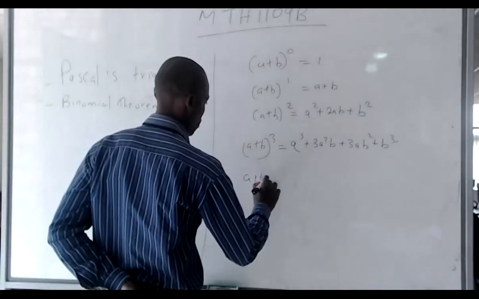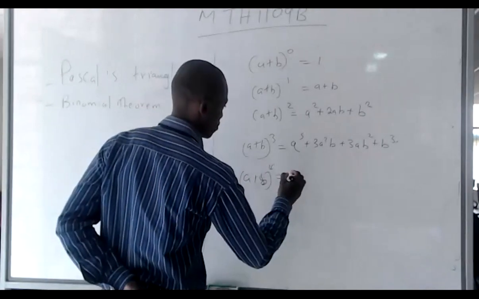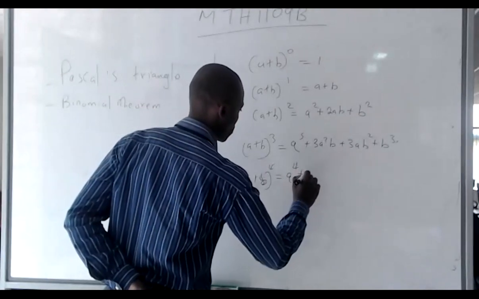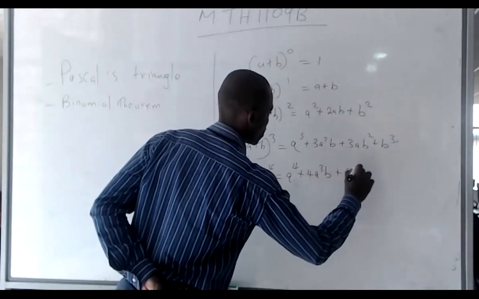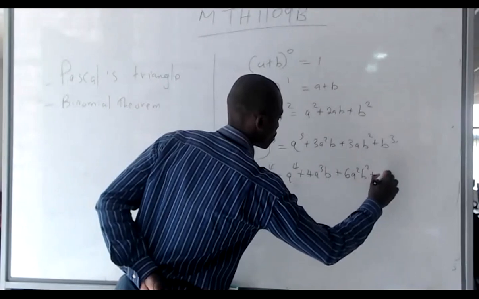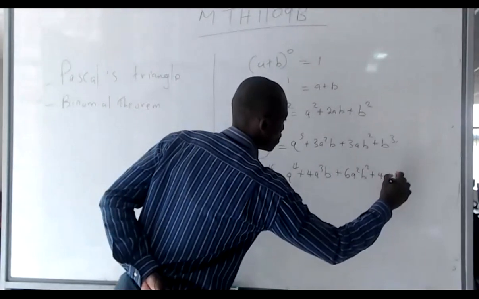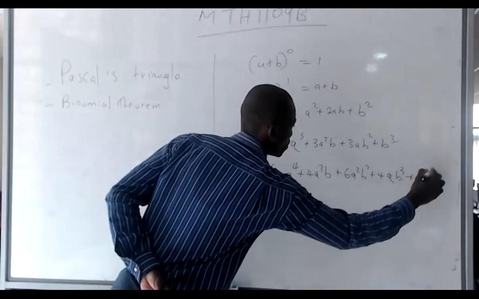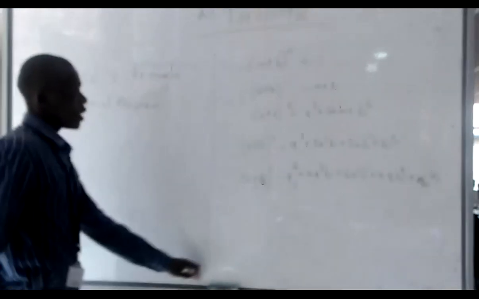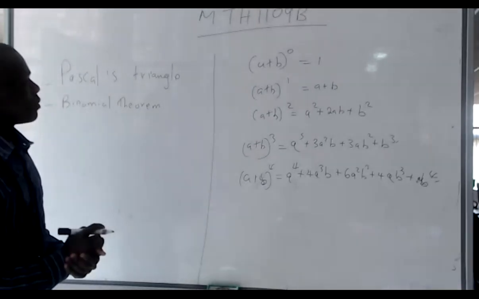Maybe let me make it 4. So let's make it a to the 4, plus 4a cubed b, plus 6a squared b squared, plus 4ab cubed, plus b to the 4. And there are some few observations I made.